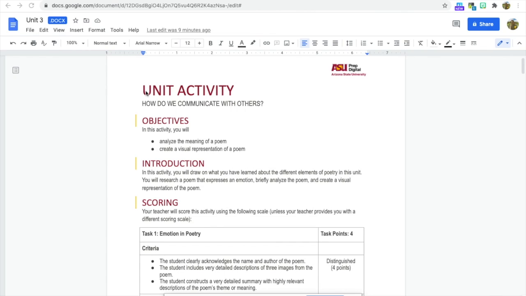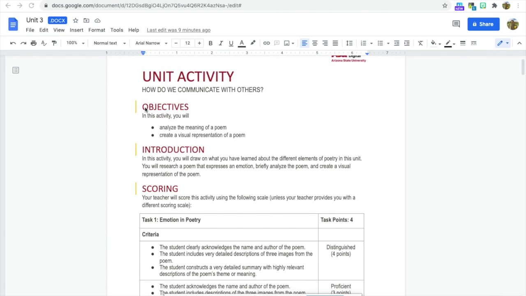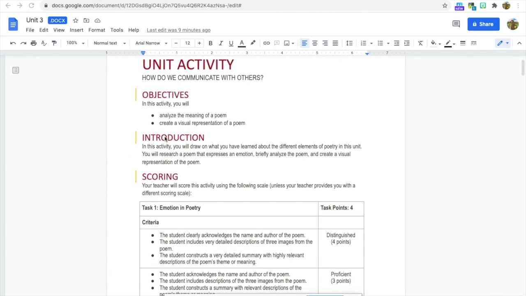Today we're going to go over unit activity number 3, which is how do we communicate with others? Remember, we're dealing with poetry, figurative language, tone, theme, etc. So the objectives for the project are that you will analyze the meaning of a poem and you will create a visual representation of a poem.